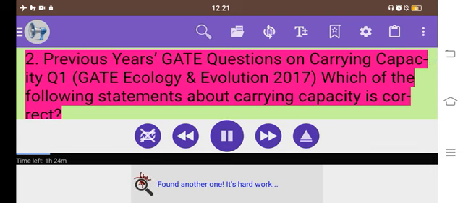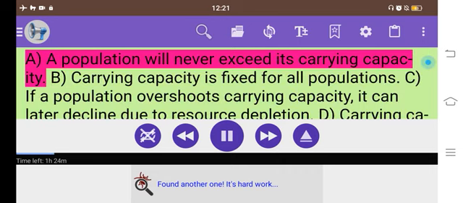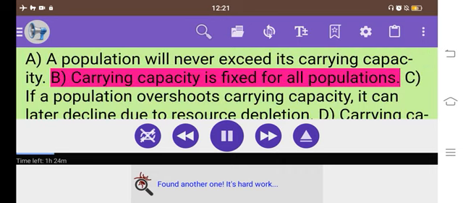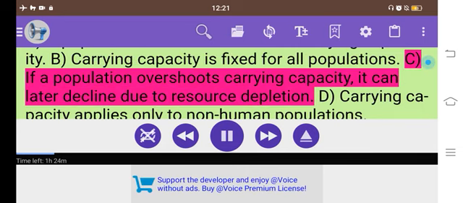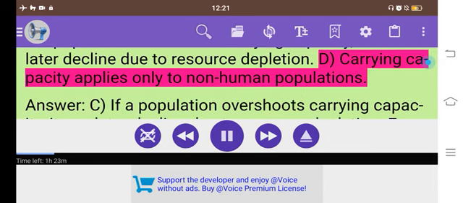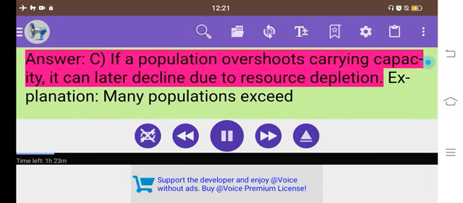Q1, GATE Ecology and Evolution 2017. Which of the following statements about carrying capacity is correct? A. A population will never exceed its carrying capacity. B. Carrying capacity is fixed for all populations. C. If a population overshoots carrying capacity, it can later decline due to resource depletion. D. Carrying capacity applies only to non-human populations. Answer: C.